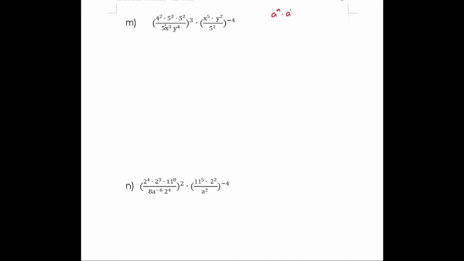A to the n times a to the m. We've got two things being multiplied together. What do we do with their exponents? We add them, right? So in the numerator here, we've got 5 to the 3 times 5 to the 2. So we're multiplying them together by adding their exponents, okay? And then here we still have 5 to the 1, x cubed y to the 4, all to the power of 3, times x to the 5 times y squared over 5 squared, all to the minus 4. Okay, so let's just write this here. 3 plus 2 is 5.